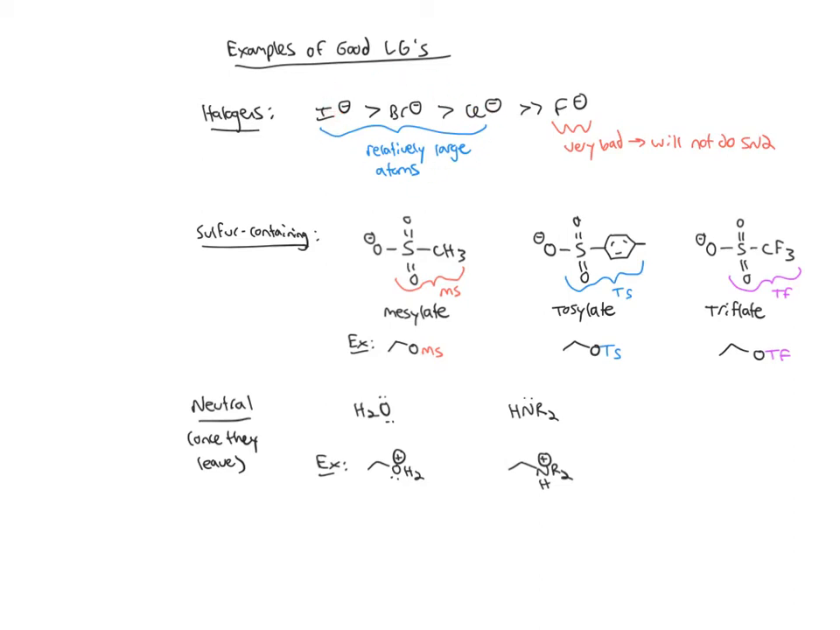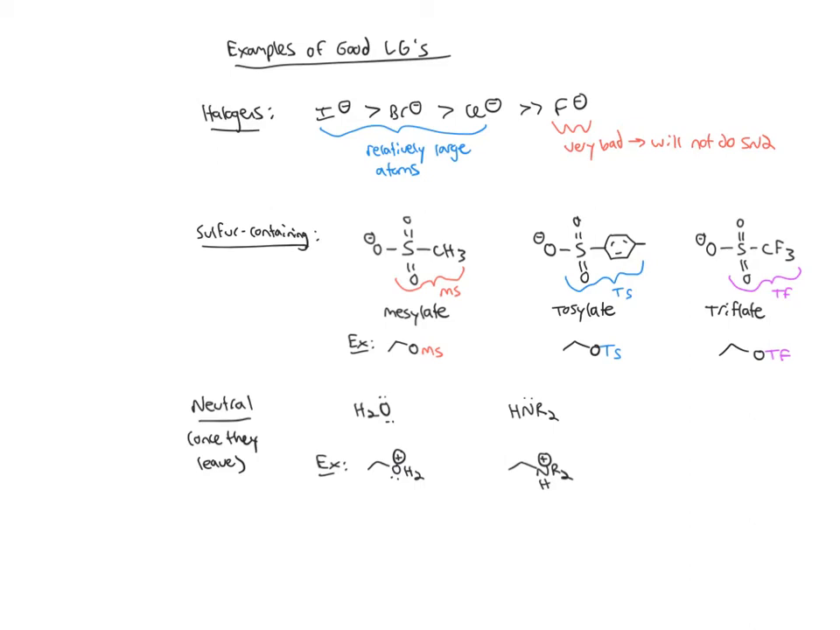So when they leave, they're going to be I minus, Br minus, and Cl minus. Fluorine is actually too small. It's in that same row of the periodic table as oxygen, carbon, nitrogen. Second row, unless there's something else helping out this atom, we're not going to see those as leaving groups. So we're not going to see an OH as a leaving group. That's a terrible leaving group for SN2 reactions.